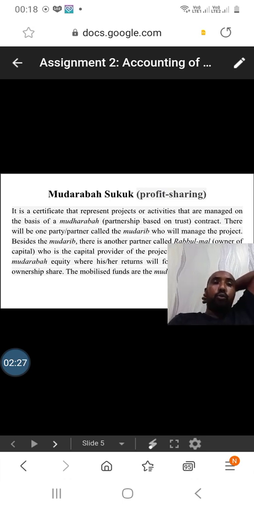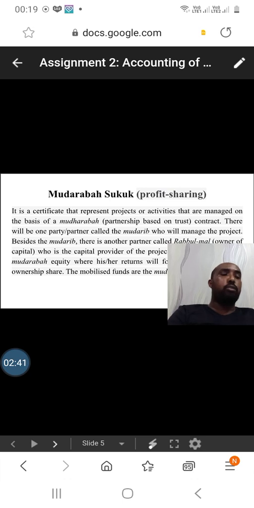The type of Sukuk that I'm choosing is Mudarabah Sukuk, which is based on profit and loss sharing. It is a certificate representing project activity that is managed on the basis of Mudarabah. It is a partnership based on a trust contract. There will be one party called the Mudarib, and the other party called the Rabbul Mal, the owner of capital, who is the capital provider.